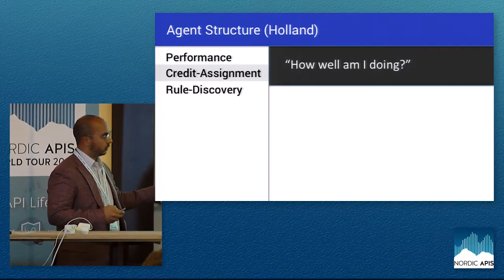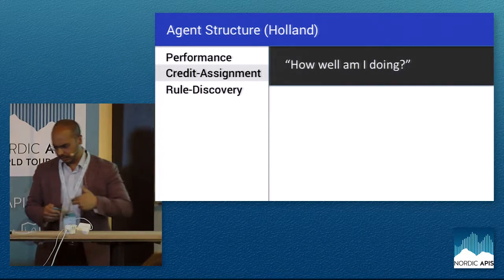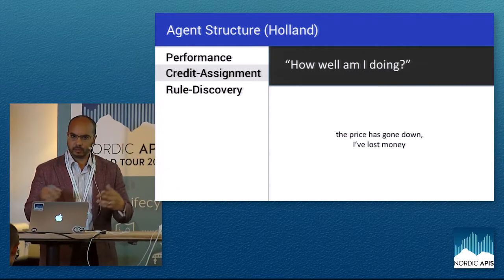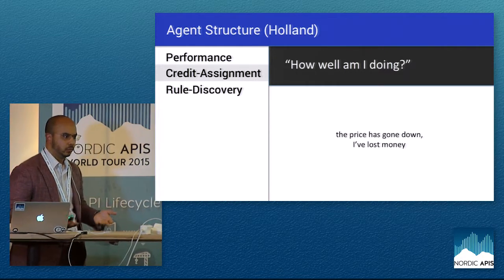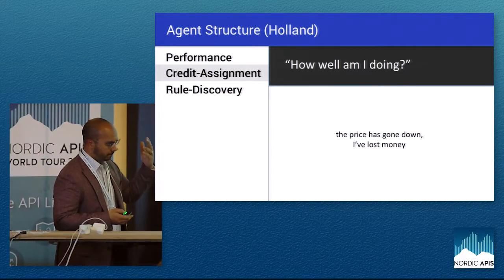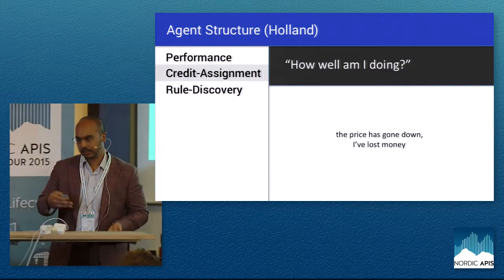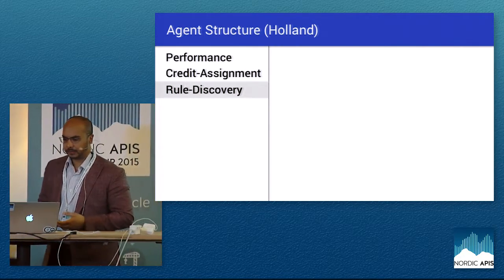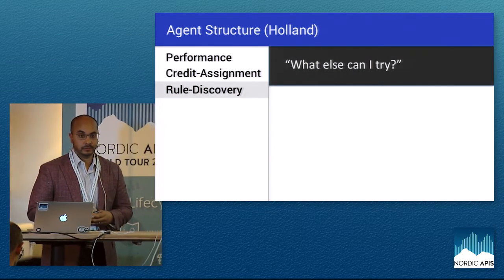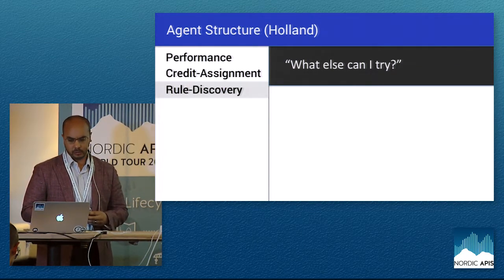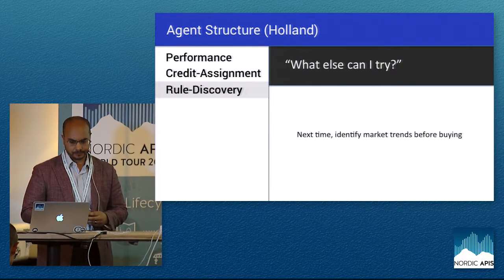They review the activities they've taken. They look at their behavior and assess it and score it somehow. So maybe the price has gone down and we've lost money. We executed that activity and here's the result. And we do it over time and we score that result. And ultimately you end up with rule discovery. Agents that are able to come up with new rules, new strategies, new ways of solving problems.